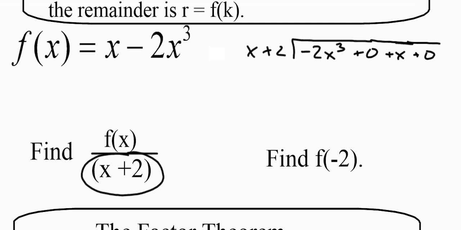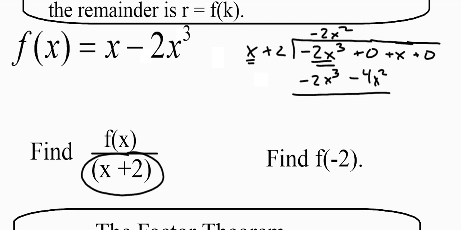Now we figure out what times x gives me negative 2x cubed. We can multiply by negative 2x squared. We multiply it through, so negative 2x cubed minus 4x squared. Remember, whenever you do long division, you need the opposite of this expression. Here it's positive, there it's positive, and so this cancels off, and we're left with 0 and 4x squared.